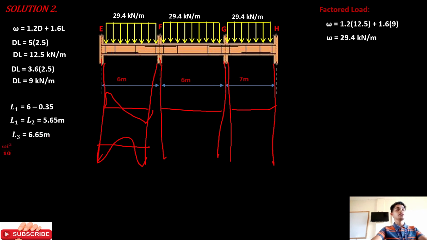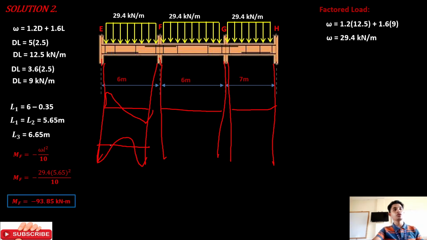Okay na? So, anong negative moment kapag exterior face of the first interior support? WL squared over 10 kapag 3 or more spans. Kapag 2 span, WL squared over 9 lang. Okay, tandaan nyo. So, ngayon yung moment at F. Since meron na tayong load na 29.4 times length na 5.65, moment F is negative 93.85 kN-m. I-average po natin yung length, hindi ko lang pinakita dito kasi 5.65 sila parehas.